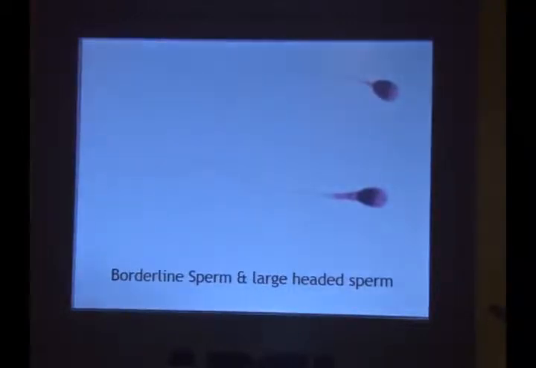Now this is to show you different types of abnormalities. You saw the earlier heads. Compared to that, this is a large headed sperm and you will call it abnormal. Another very large headed sperm. So instead of your normal dimension of 3 to 5 micron, it is much higher, and it also has a very thick mid piece.